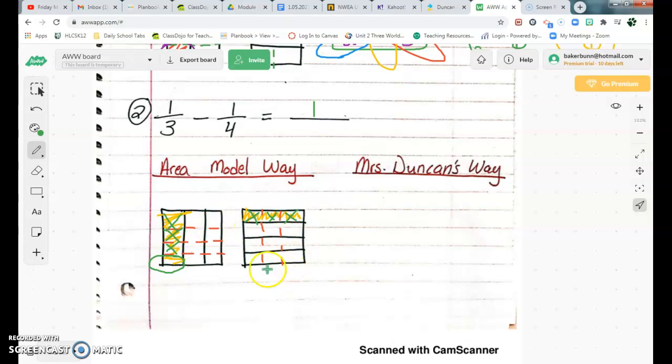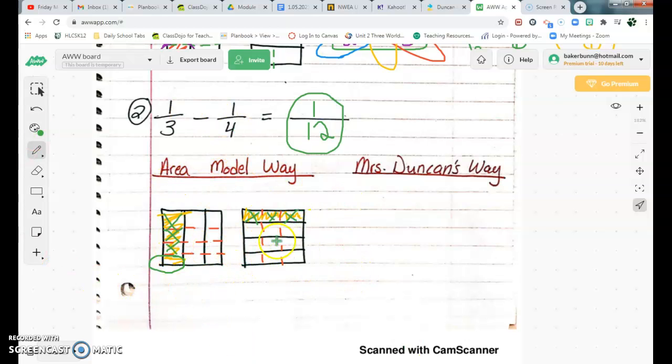And in each one of these boxes, I have a total of 12 smaller boxes. 1, 2, 3, 4, 5, 6, 7, 8, 9, 10, 11, 12. So my final answer is going to be 1/12. Okay? And that is using the area model method.